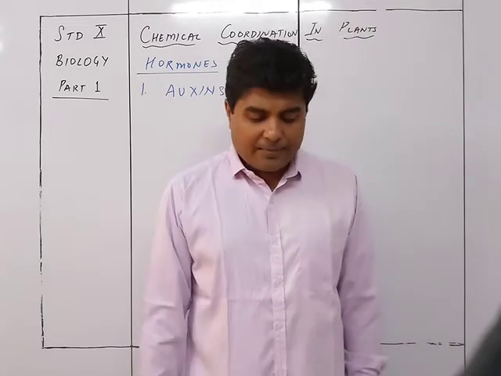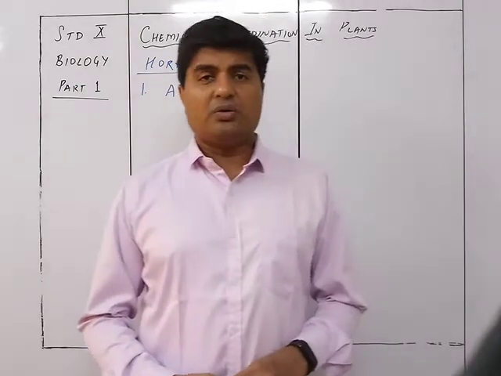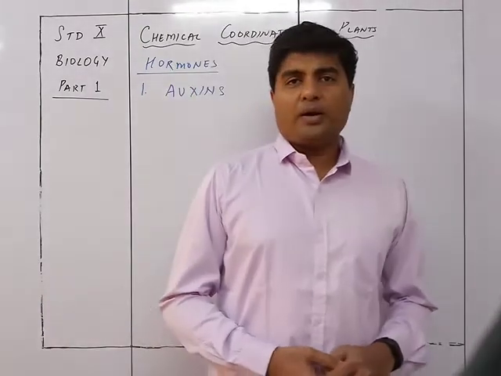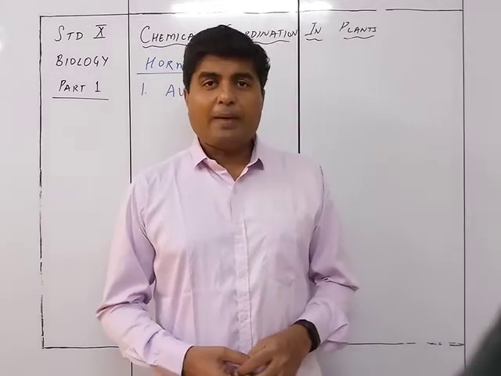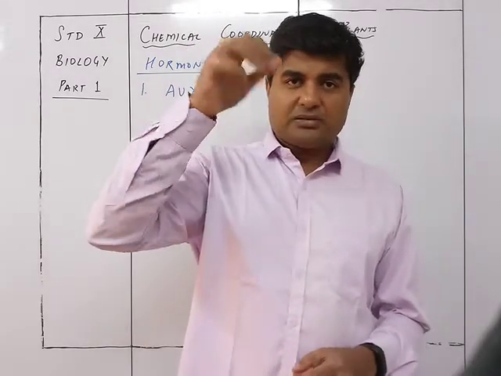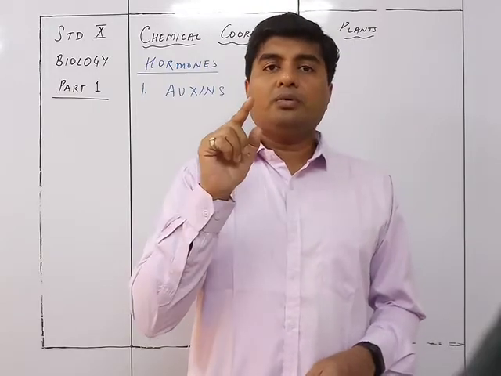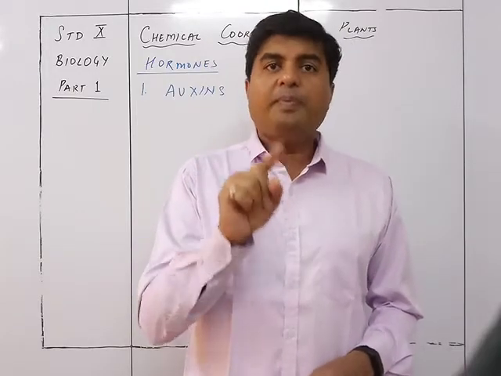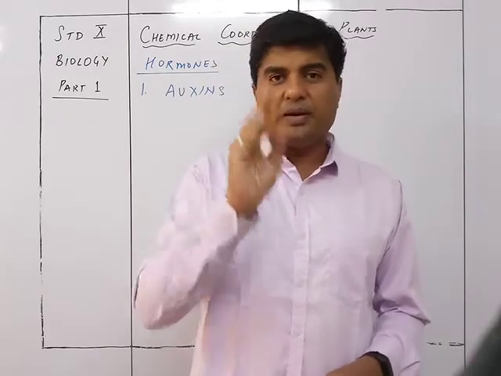Auxins play another important role in plants known as apical dominance. Now, this is a very important thing over here that is called apical dominance. Apical means the apex, that is the terminal bud, and dominance means that the first thing to grow will be the apical bud, or the terminal branch over there.